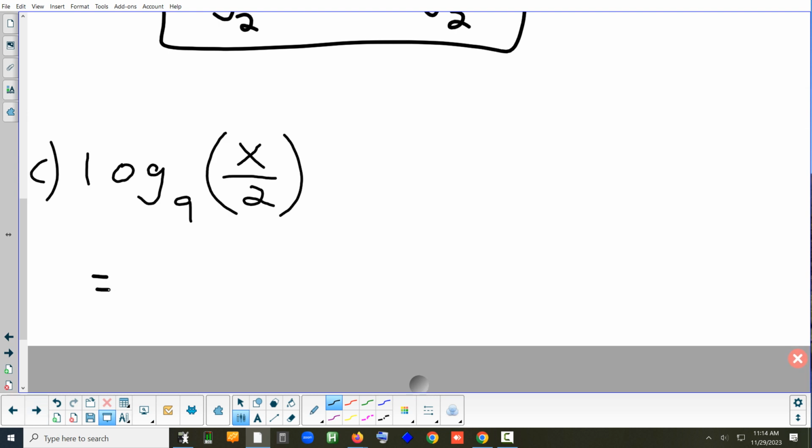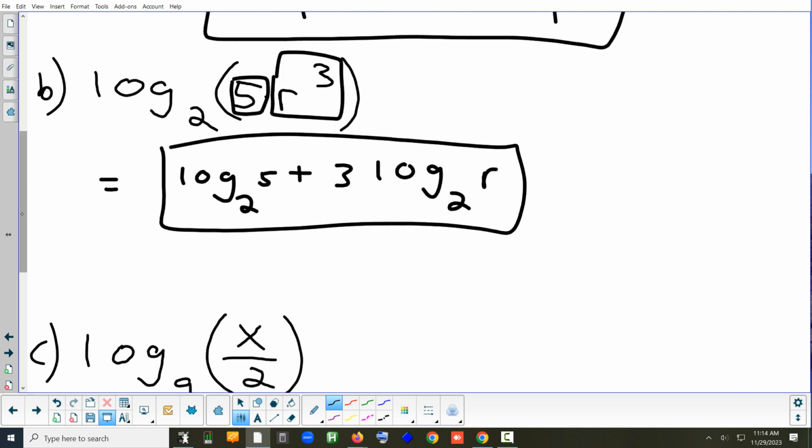So what's going on in the argument this time? That's division. When you take a log that has division in the argument, how does that split? It's going to be subtraction. Log, log. Base on each log, 9. It doesn't matter what the base is. That doesn't change how you do the problem. Whatever base you start with, if you start with 9, keep it 9 through the whole problem. You start with 2, use 2.